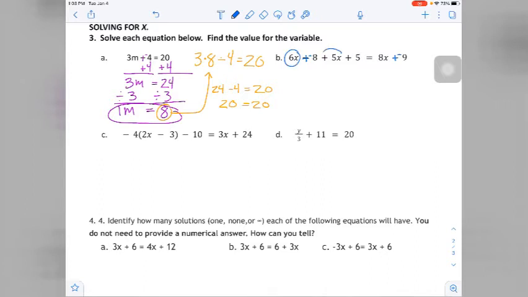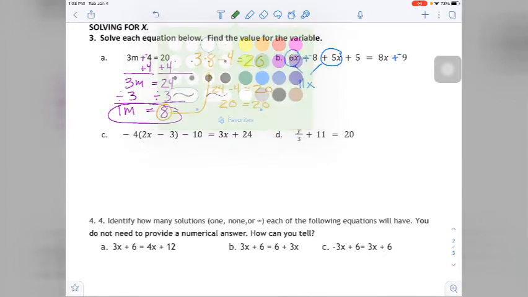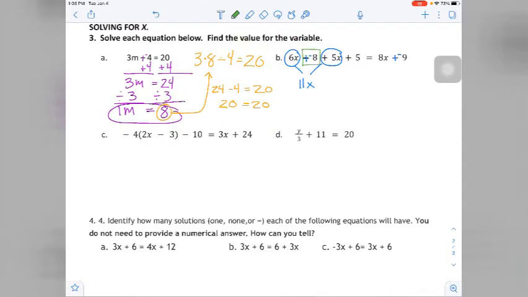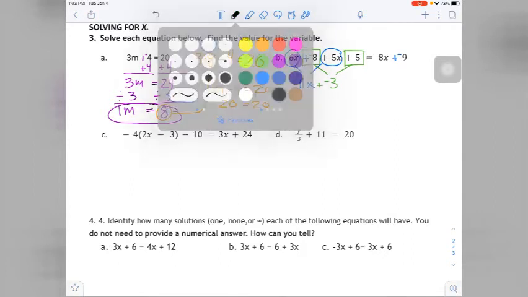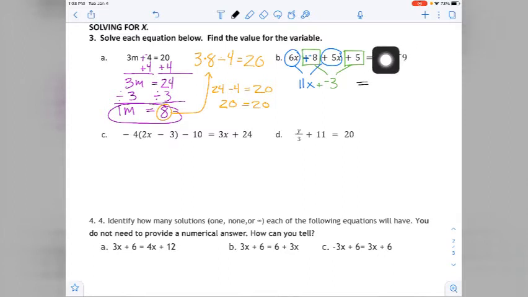I see that I have a 6x and that I am adding 5x to that. So when I combine those, that makes 11x. And then I also see that I have a negative 8, and I need to add 5 to that. And when I combine those, that makes negative 3. So I have 11x plus negative 3 on this side. And now I am going to just rewrite that along with everything else. On the other side, there's no combining like terms that can be done, so I just write 8x plus negative 9 again.